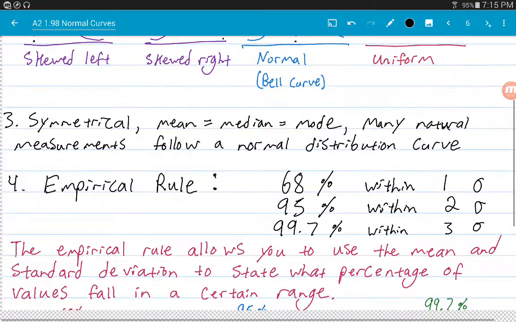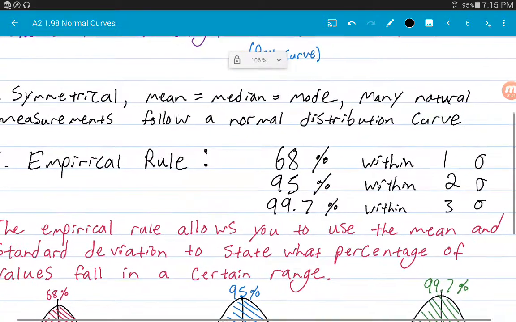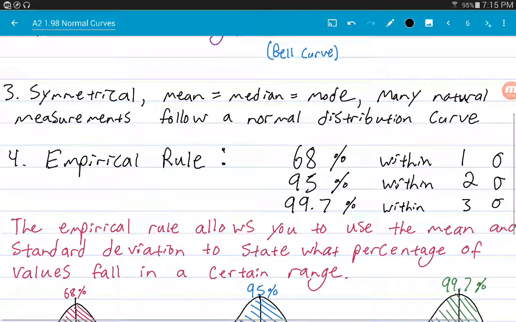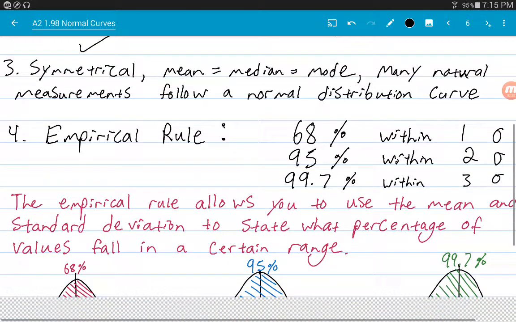Now, the things that are interesting and unique about the normal curve is that the normal curve is symmetrical. The mean equals the median, which equals the mode. So the mean, the average, is equal to the most common value, which is equal to the value that shows up the most often. So there are not three separate measurements, it's all the same. Now, many natural measurements follow a normal distribution curve. If you measured a whole bunch of data, shoe sizes, height, speed of a falcon in diving, right? Any natural phenomena tends to be normal.